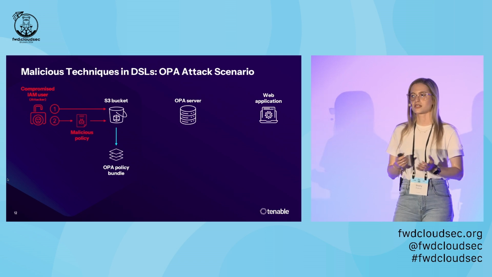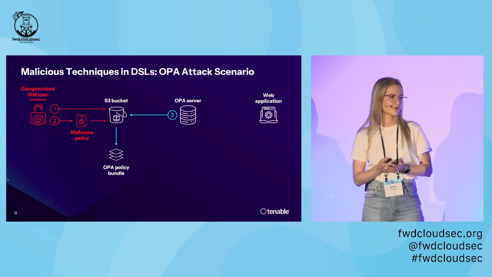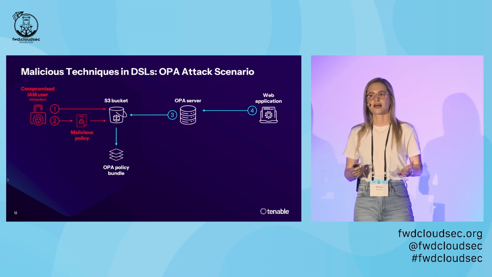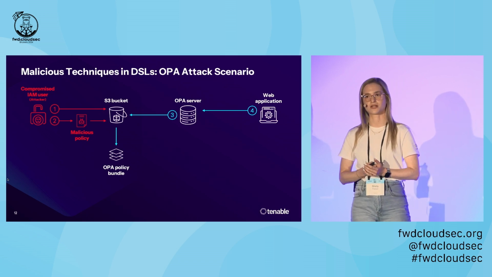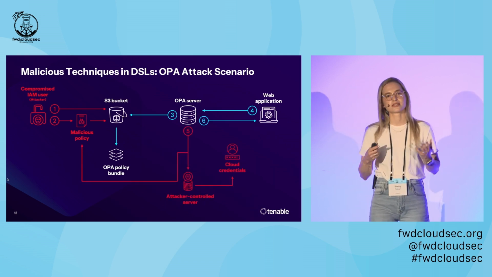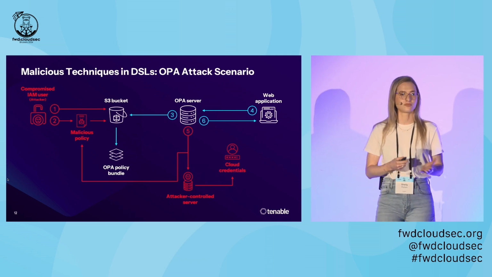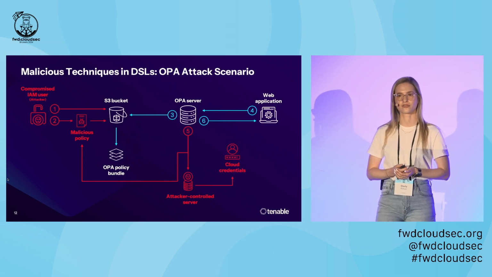The attacker uploads a malicious policy to the bucket, and the OPA server fetches the updated policies. The next time the web application triggers a request to OPA, policy evaluation takes place, and that's where bad things happen, because this time the malicious Rego file runs as well, and it may, for example, exfiltrate cloud credentials to an attacker-controlled server.